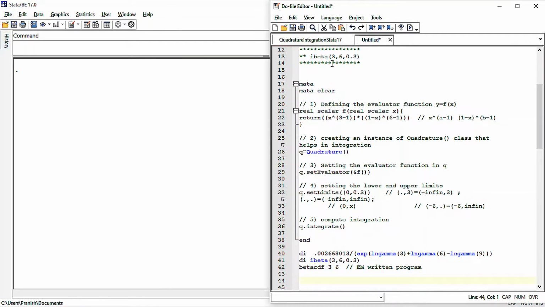For the first example, we take parameters A and B as 3 and 6 respectively, and the value of x to be 0.3. In the beta function the value of x ranges between 0 and 1, and this is our incomplete beta function, x to the power A minus 1 into 1 minus x to the power B minus 1, and we integrate it from 0 to x, where x is less than 1. It is 0.3, in between 0 and 1.